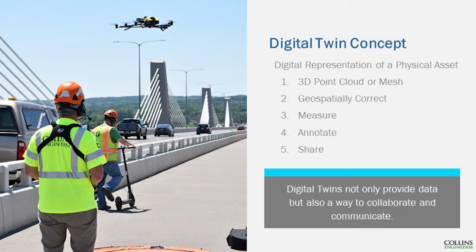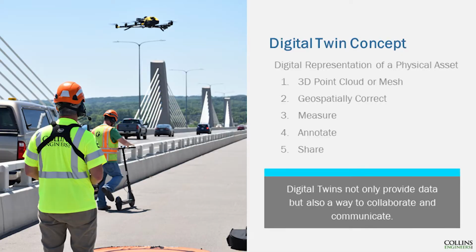So this concept of a digital twin, I'm sure many of you have heard it. You're probably going to hear a lot more about it. It's also referred to as reality modeling. But basically, it's any digital representation of a physical asset. So it can be a 3D point cloud or a mesh. It can be geospatially correct. We can use it to measure, annotate, and share information within that model.